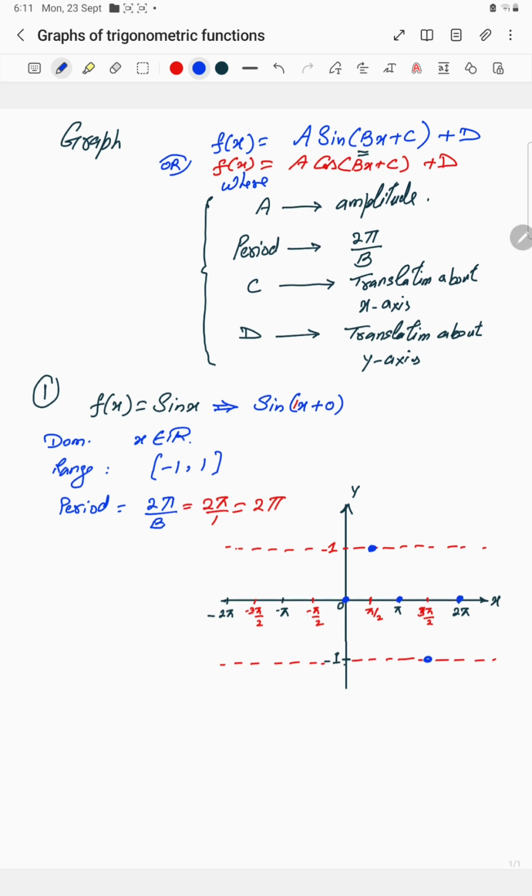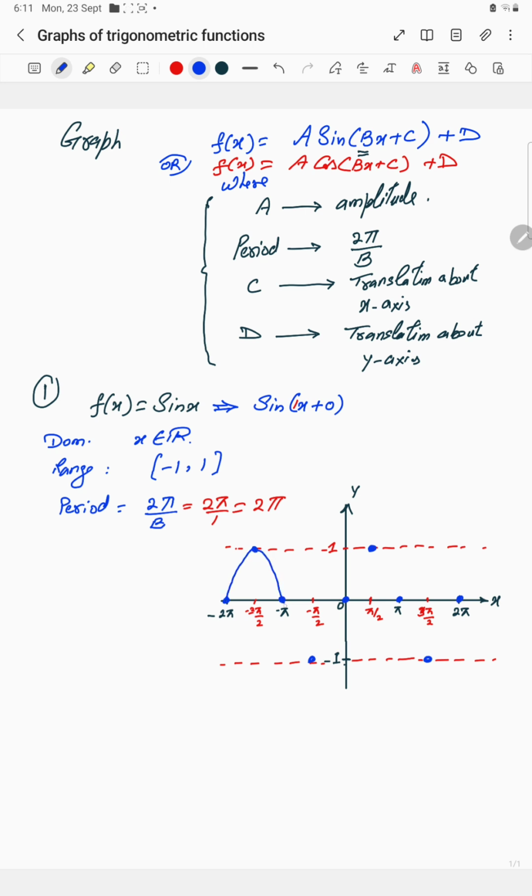Sine of 2 pi is 0 again. Same on the other side: at minus pi by 2 it comes to minus 1, at minus pi it is 0, and at minus 3 pi by 2 it will be plus 1, and 0. So these are the dots. Now we are going to plot it by joining them.